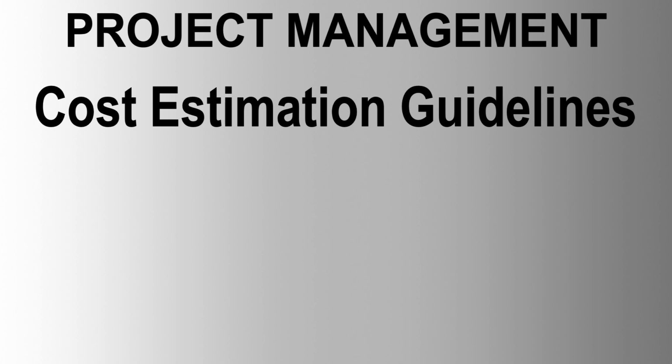ANSI Standard Z94.0: Class 5, Order of Magnitude Estimate. Class 4, Budget Estimate. Class 3, Budget Estimate. Class 2, Definitive Estimate. Class 1, Definitive Estimate. AACE pre-1972: Class 5, Order of Magnitude Estimate. Class 4, Budget Estimate. Class 3, Budget Estimate. Class 2, Definitive Estimate. Class 1, Definitive Estimate.